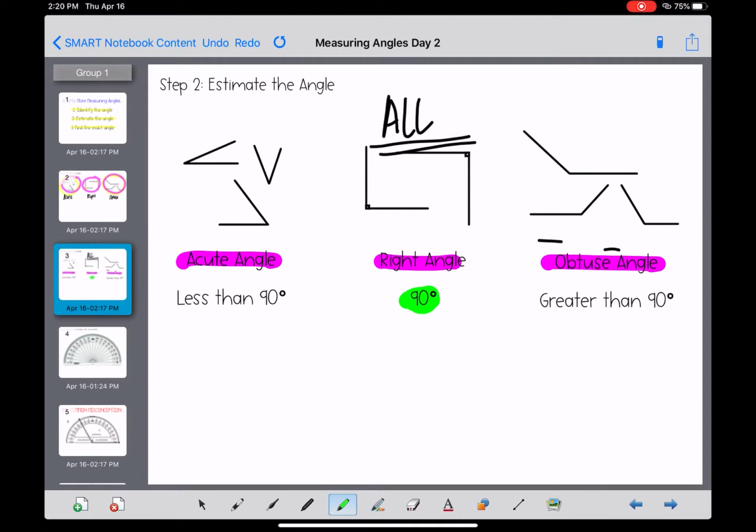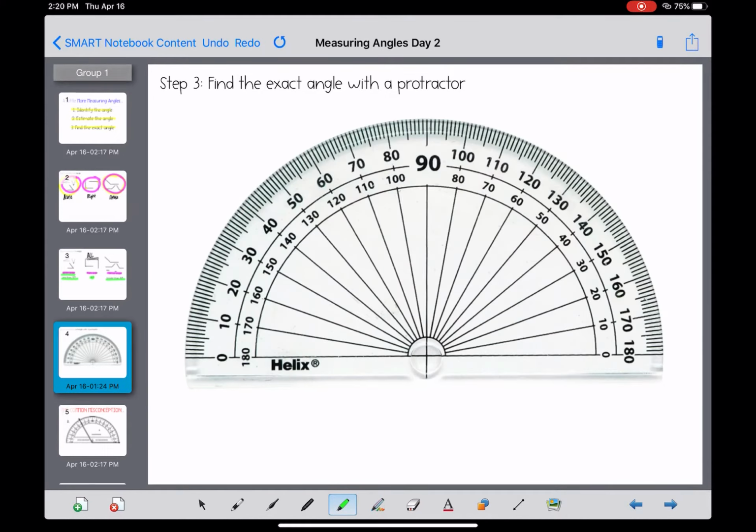So that means if our angle is smaller than a right angle, an acute angle, it's always going to measure less than 90 degrees. If it is an obtuse angle that is greater than a right angle, it will be greater than 90 degrees. And knowing that will help us reason when we are using a protractor. On Wednesday, I believe it was Wednesday, you were introduced to a protractor, and maybe you've seen something like this before, but this is a tool we can use to find the exact measurement of an angle.